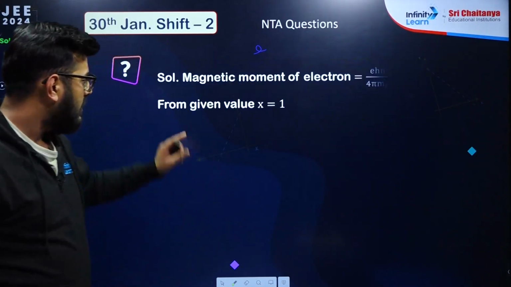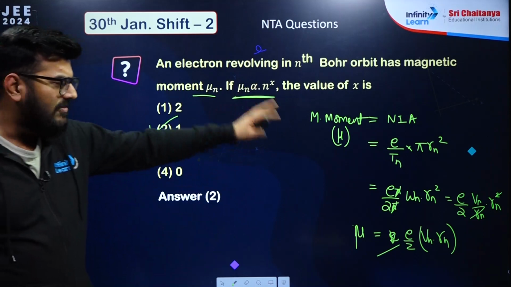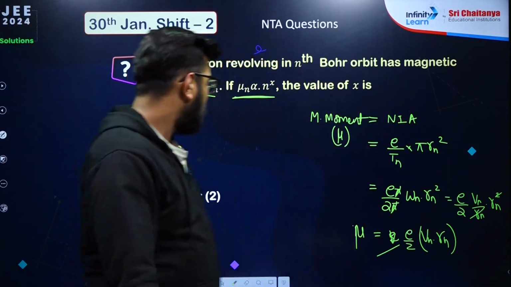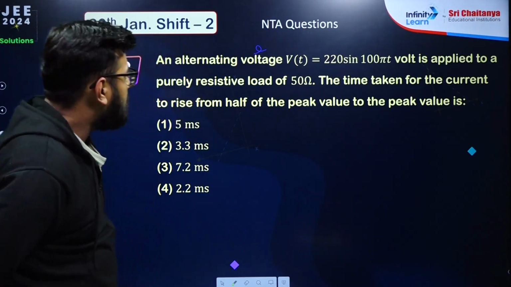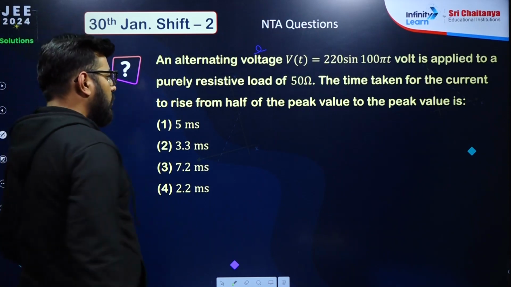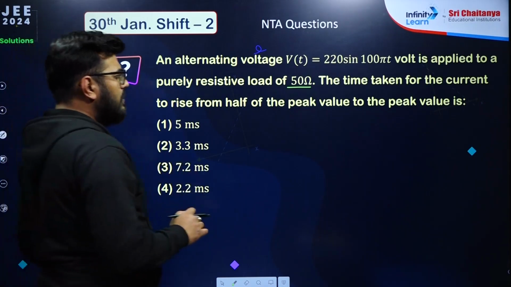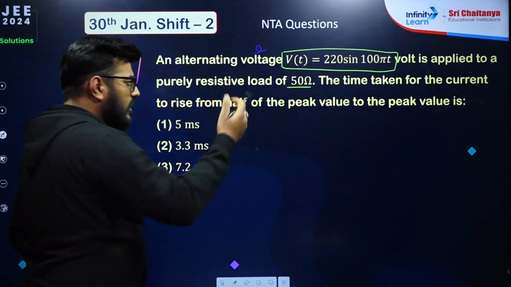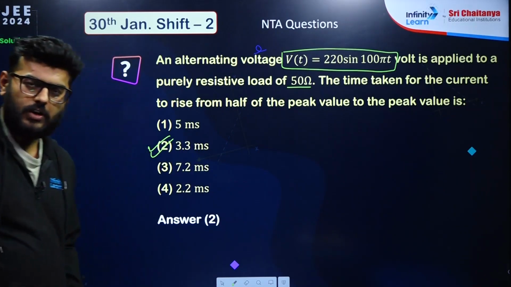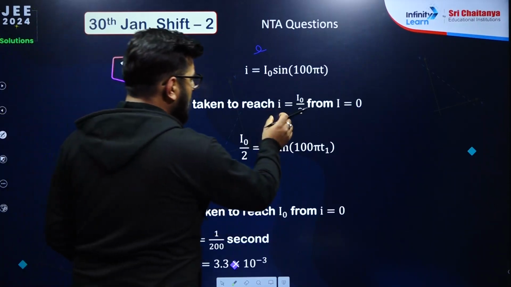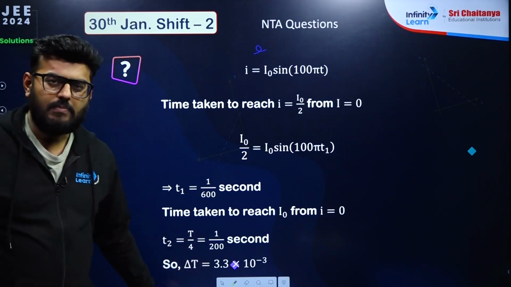Okay, the same formula has been depicted over here. You can directly see this as a formulation also, or I've given you the direct relation if you can derive from this. Okay, moving ahead for the next one. An alternating voltage V equals 220 sine 100 pi t volt is supplied to a purely resistive load of 50 ohm. The time taken for the current to rise from half of the peak value to the peak value is, simple process. Whatever is the current, it's a sinusoidal function, and the time period required will simply be equal to 3.3 millisecond. Okay, it's a simple process. You just need to take from I naught by 2 to I equals I naught, and you will get the answer. Whatever are the values, they have been calculated very easily.